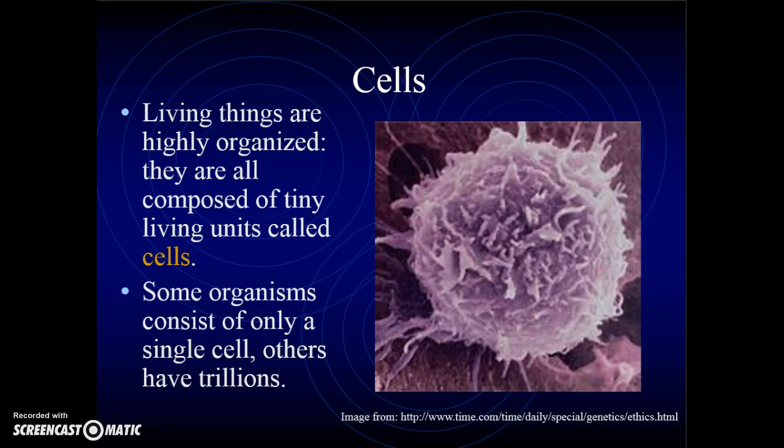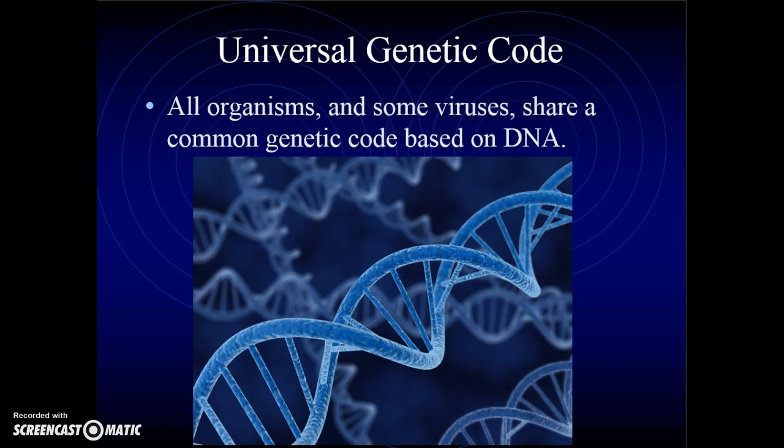Living things are highly organized. They're all composed of tiny living units called cells. Some organisms are made up of a single cell. Others can contain trillions of cells. All organisms and some viruses, which are considered not living, share a common genetic code based on the molecule DNA, deoxyribonucleic acid.